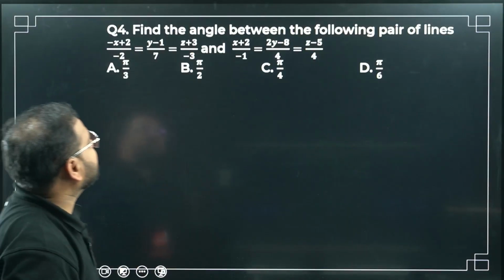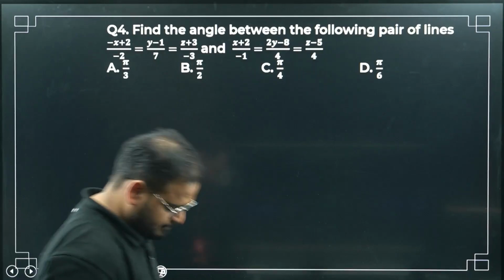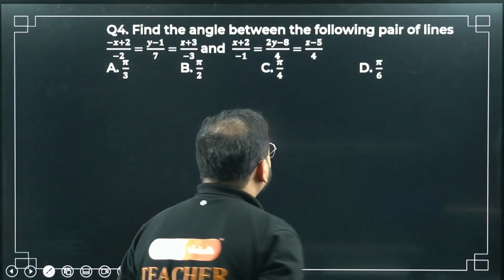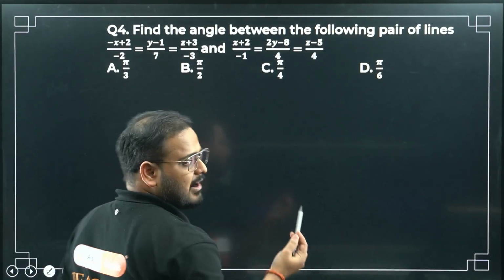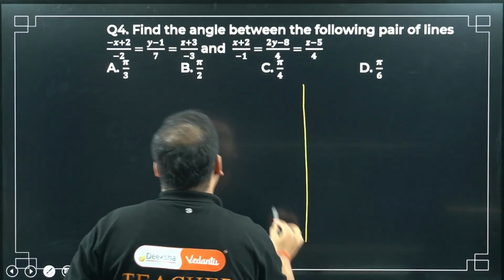Question number 4. Find the angle between the following pair of lines. Okay, great. Let's find it. How will you solve it? First I have to make it in standard form, right? I have to make it into standard form. So how will you make it?